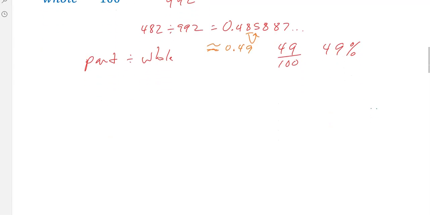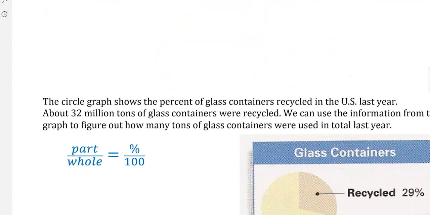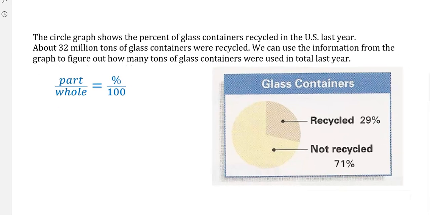Now, let's take a look at a different kind of problem. The circle graph shows the percent of glass containers recycled in the United States last year. About 32 million tons of glass containers were recycled. We can use the information from the graph to figure out how many tons of glass were used in total last year. So here's how we do this. If we take a look at what is our part, what is our whole, we can sort this out. It says 32 million tons of glass containers were recycled.